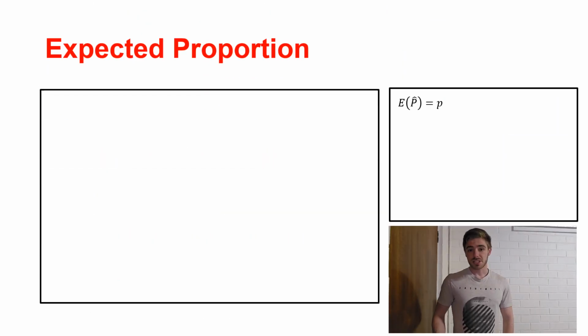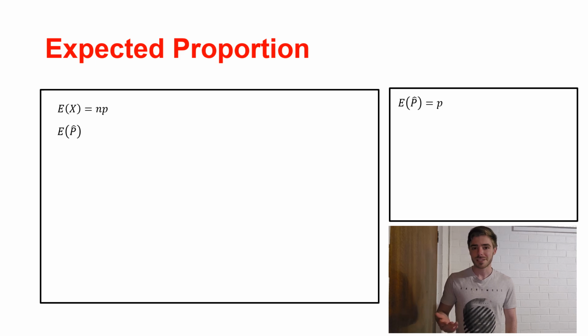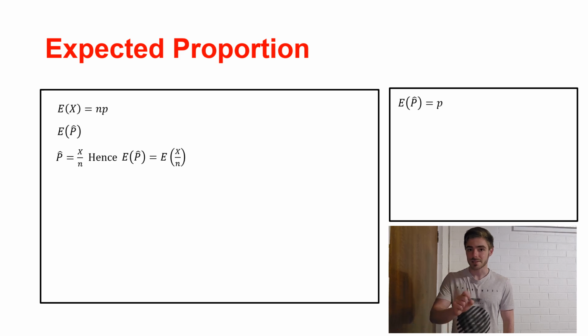The proof of this actually comes from the binomial method of calculating the expected value, NP. All we're going to be doing is replacing that X value with P hat, since we're trying to find the expected proportion, not the expected value. But P hat is just X over N, so let's replace it with that instead.